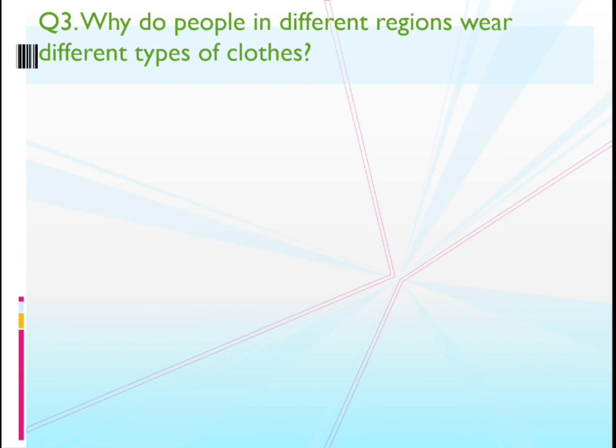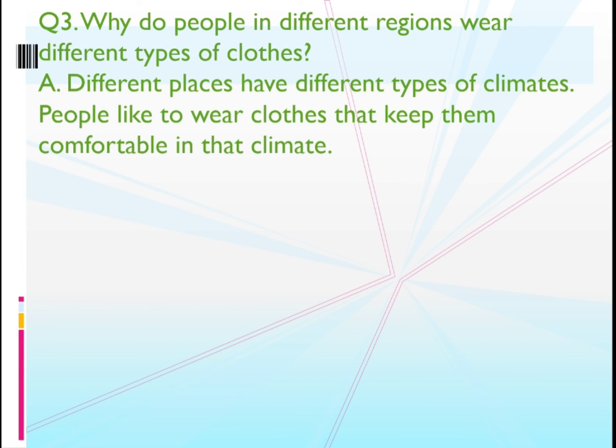Coming to your next question. Why do people in different regions wear different types of clothes? So we learned that clothing depends on the climatic conditions, isn't it, children? So different places have different climatic conditions. So according to the different climatic conditions, people wear different clothes which make them feel comfortable. Clothing is mainly so that we can have a comfortable day, isn't it? So that's why it's based on the climate.